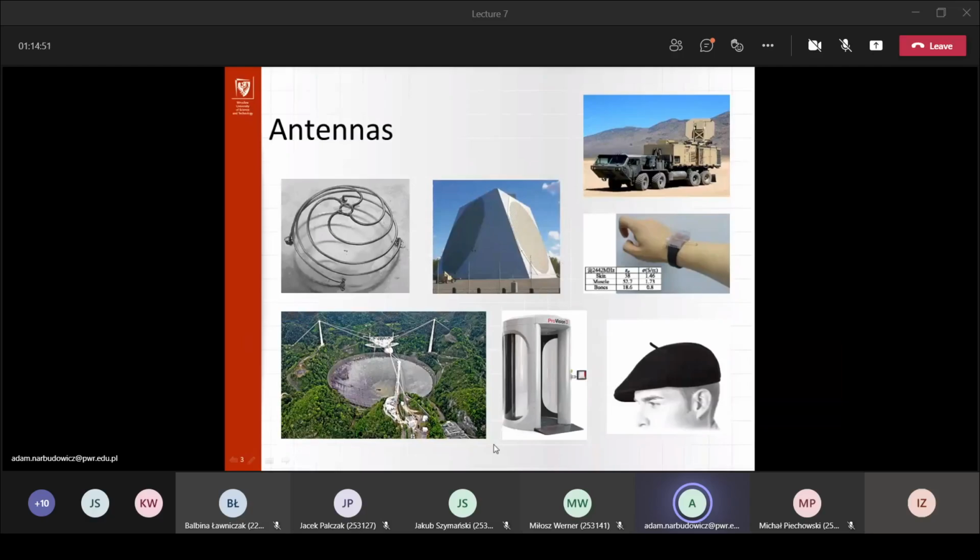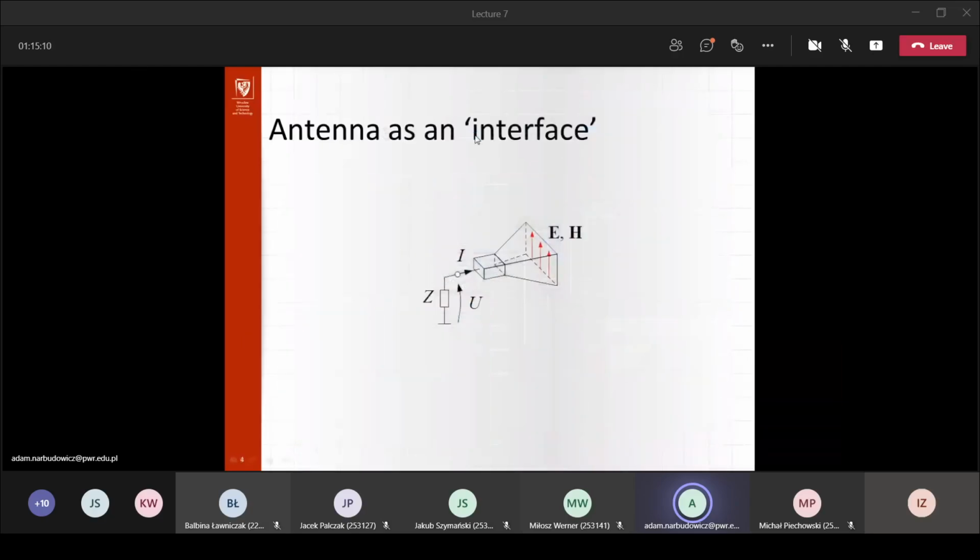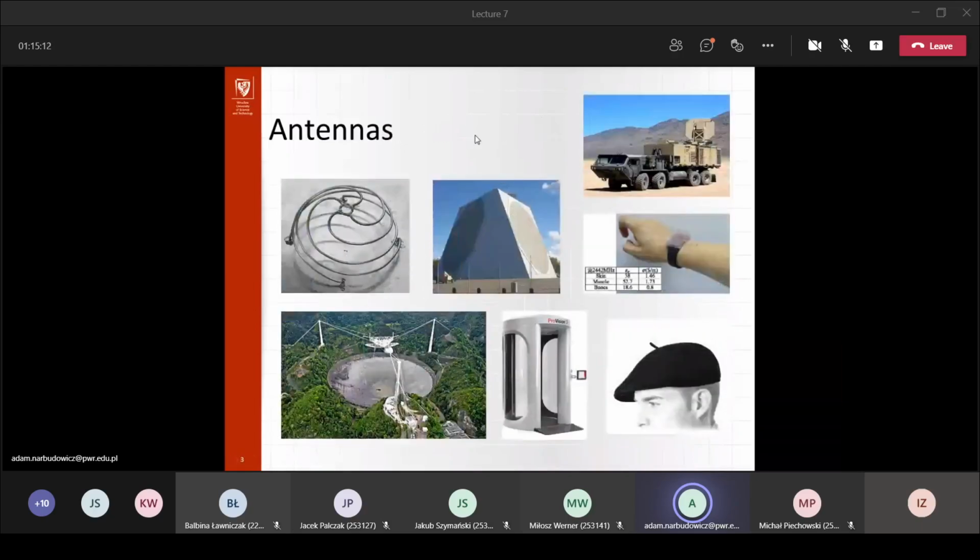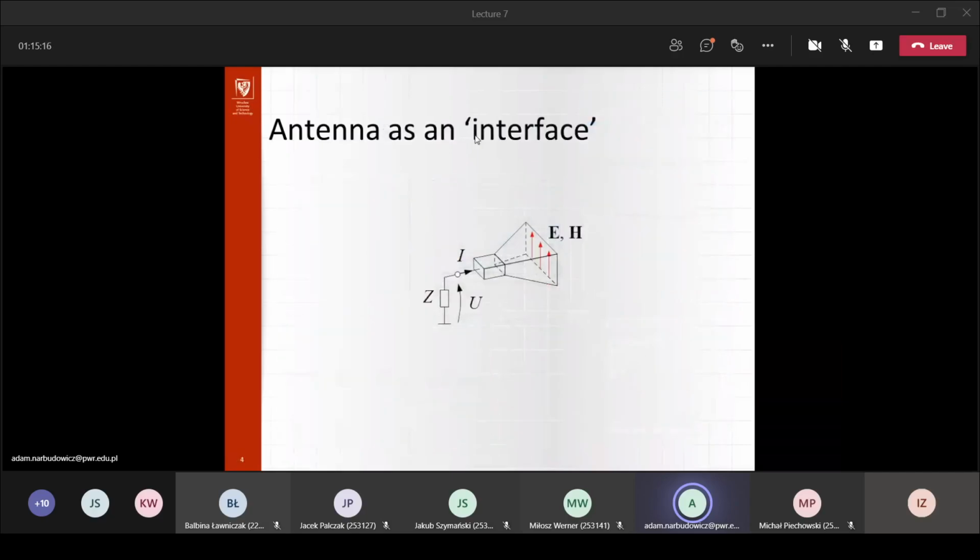This is something you might see in airports. It's a full body scanner, which operates at 200 gigahertz to scan, and it's basically a very advanced form of a high frequency radar system. And here there are some military applications. So anyway, the message here is that antennas can come in multiple ranges, shapes and sizes.